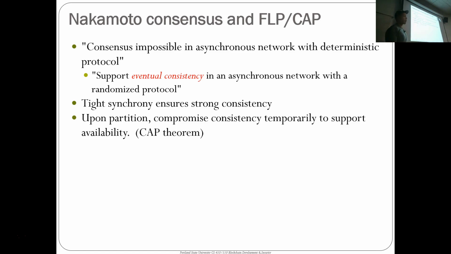But upon a partition, so say the nodes with the blockchain are split apart, the algorithm is to compromise consistency in order to make sure that the thing is still available to the people using it. So that's part of the CAP theorem: consistency and availability in the face of a network partition. When the network partition happens, rather than sacrificing availability, I'm going to sacrifice consistency of the blockchain.